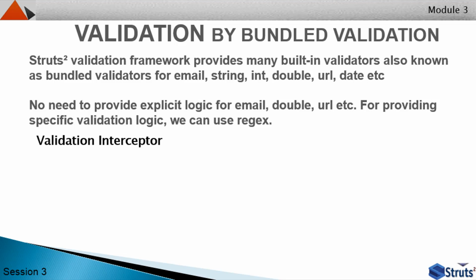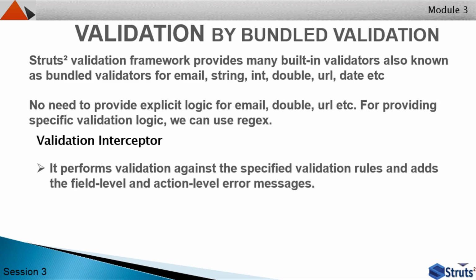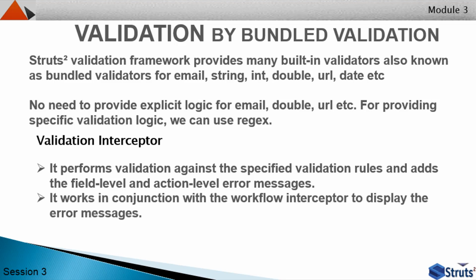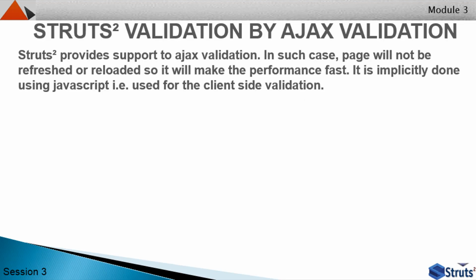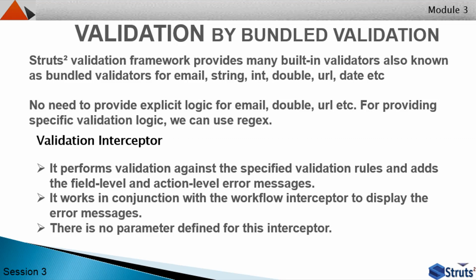Validation interceptor. It performs validation against the specified validation rules and adds the field level and action level error messages. It works in conjunction with the workflow interceptor to display the error messages. There is no parameter defined for this interceptor. Advantage of bundled validators: fast development, because we don't need to specify the common validators such as email, date, string length, etc.